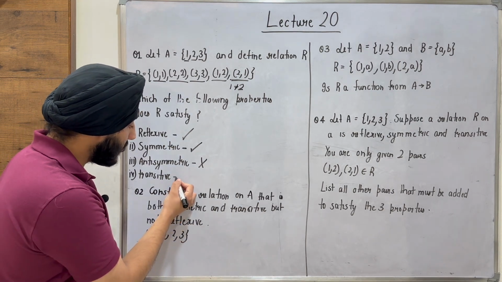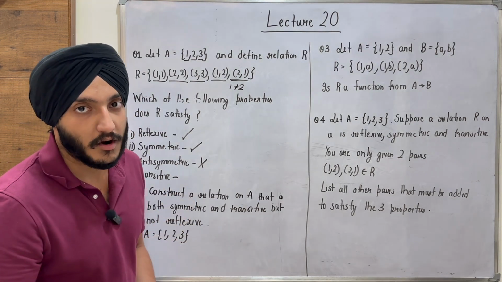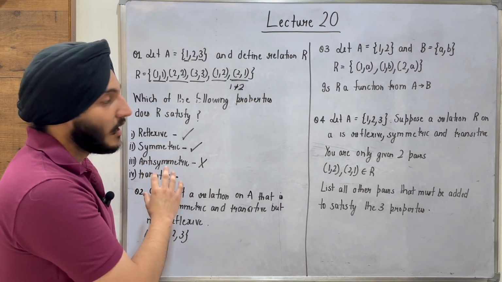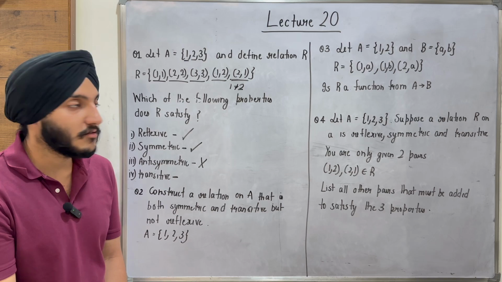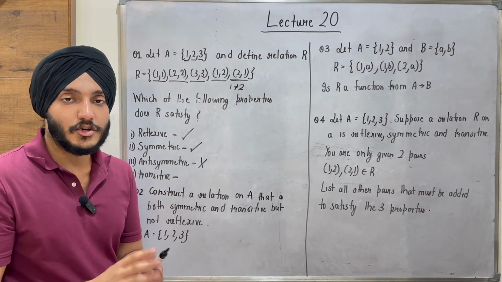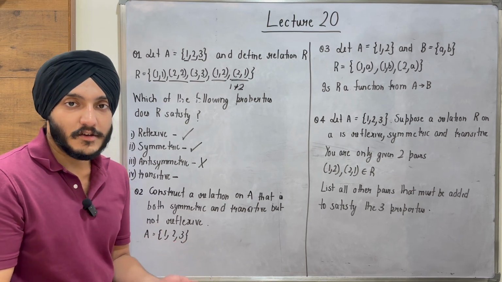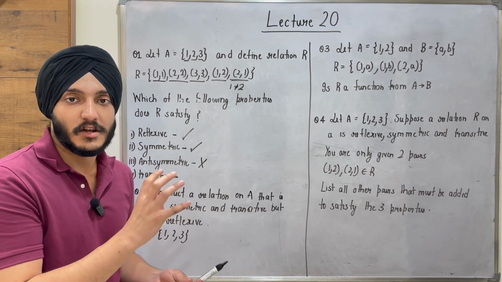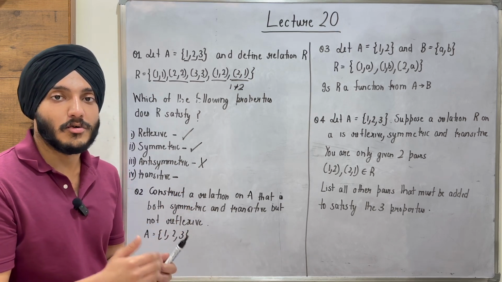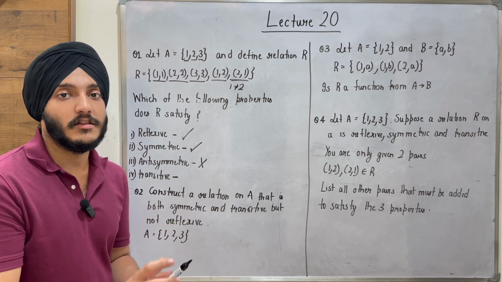Moving on, let's try to understand whether this is transitive or not. Okay, this might be tricky to understand. You might assume that this is not transitive, but it actually is, right? So let's try to understand how. According to the definition of transitive, if there's a tuple A, B in the relation, and there's a tuple B, C in the relation, then there should also be the tuple A, C in the relation, right?